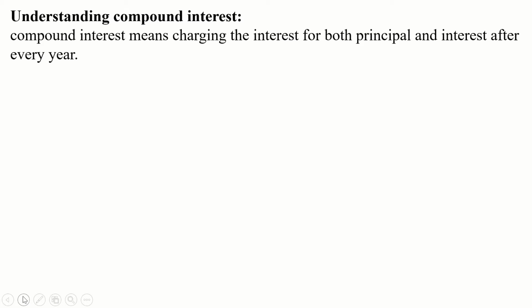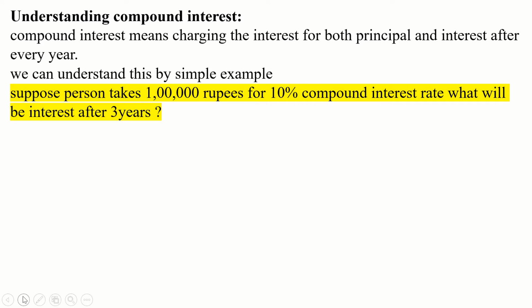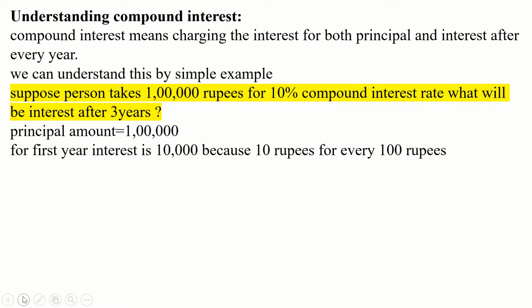You cannot understand this line until you solve one problem. So let's get into a simple example. Suppose a person takes 1 lakh rupees at 10% compound interest. What will be the interest after 3 years? First we will see the interest for the first year. Since it is 1 lakh at 10% interest, that means 10 rupees for every 100 rupees, so 10,000 will be the interest.